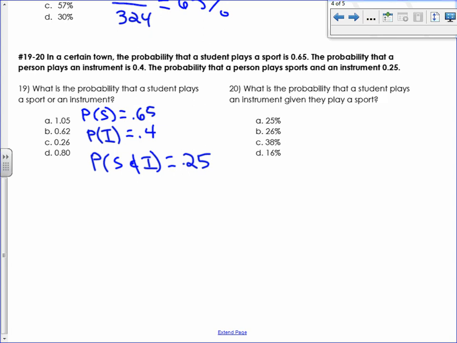So what will our numbers be? Let's use the addition rule. 0.65 plus 0.4 minus 0.25, and I think that equals 0.80. 0.8. All right? And on the other tests, number 19 was D as well. Okay?